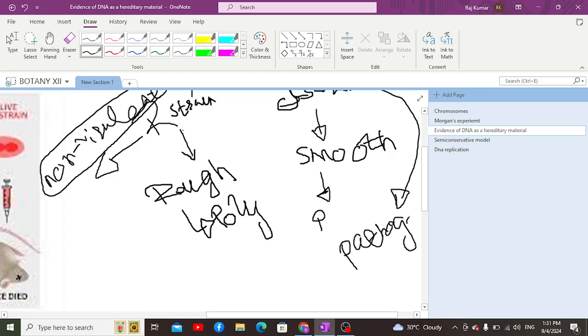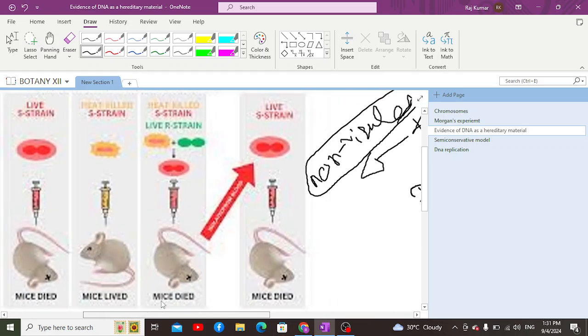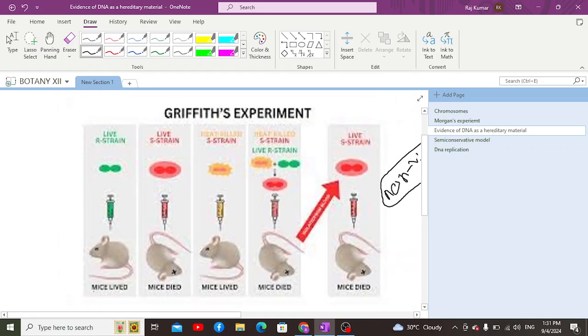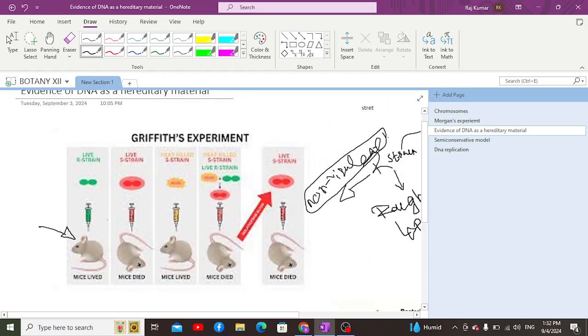Now, what actually happened in Griffith's experiment was that he first injected the R strain, in alive form, into the mice. What he noticed was that the mice remained alive because the R strain was non-virulent. After which, when he injected the S strain into the mice in a second experiment, the mice died because of the S strain injected.